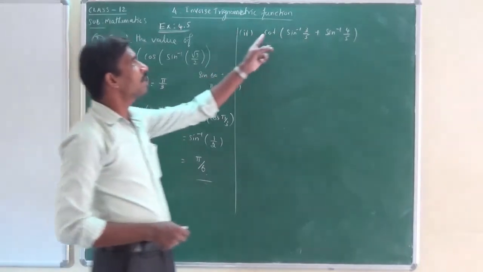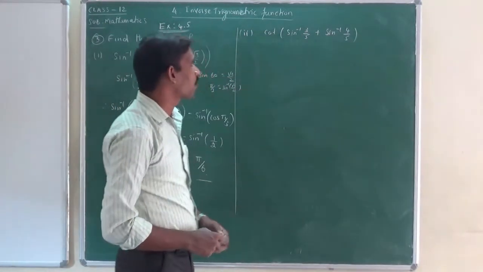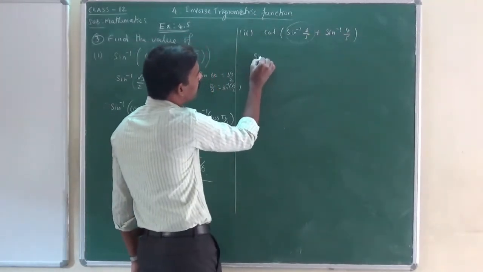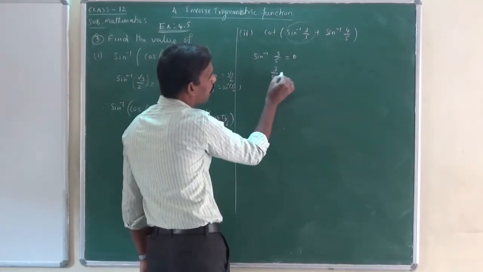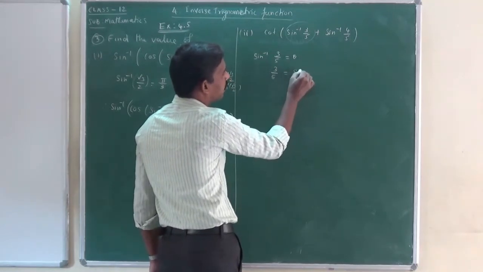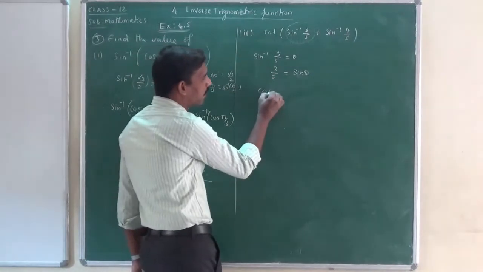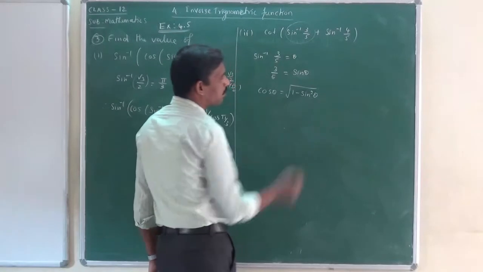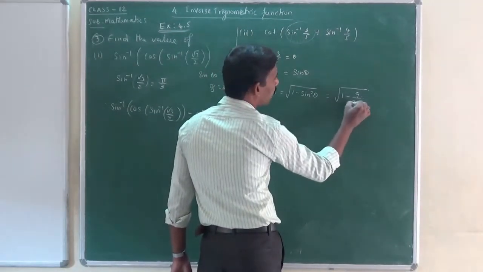Okay. Next one, cot of sin inverse of 3 by 5 plus sin inverse of 4 by 5. First, we take only this value as theta. So sin inverse of 3 by 5 is equal to theta. Next, 3 by 5 is equal to sin theta. Sin goes to that side, sin theta. Now we want to find the cos theta. So cos theta is nothing but square root of 1 minus sin square theta. This is nothing but the root of 1 minus 9 divided by 25.